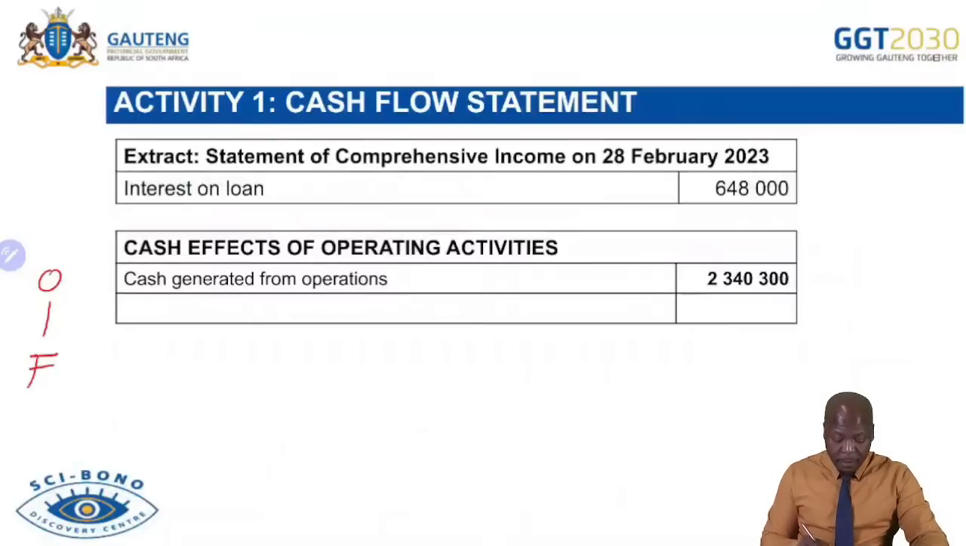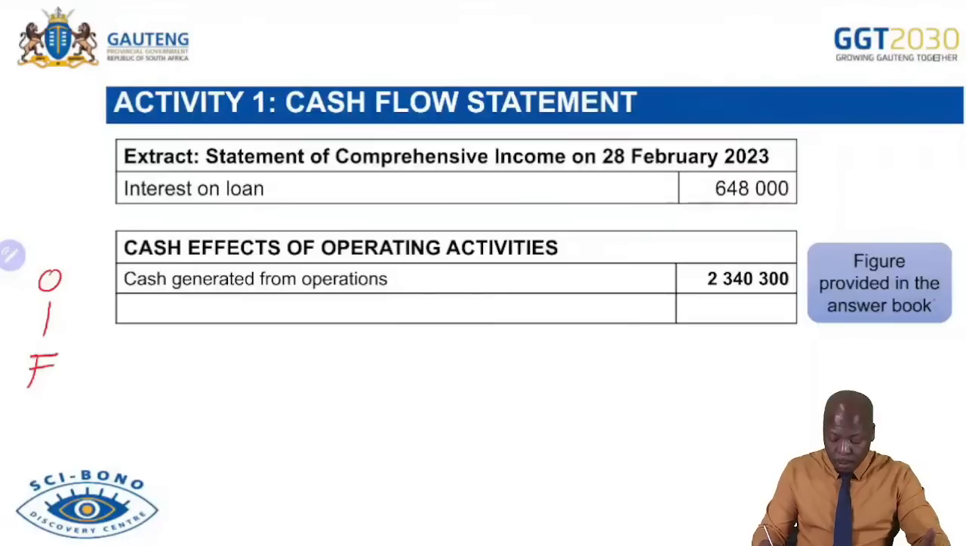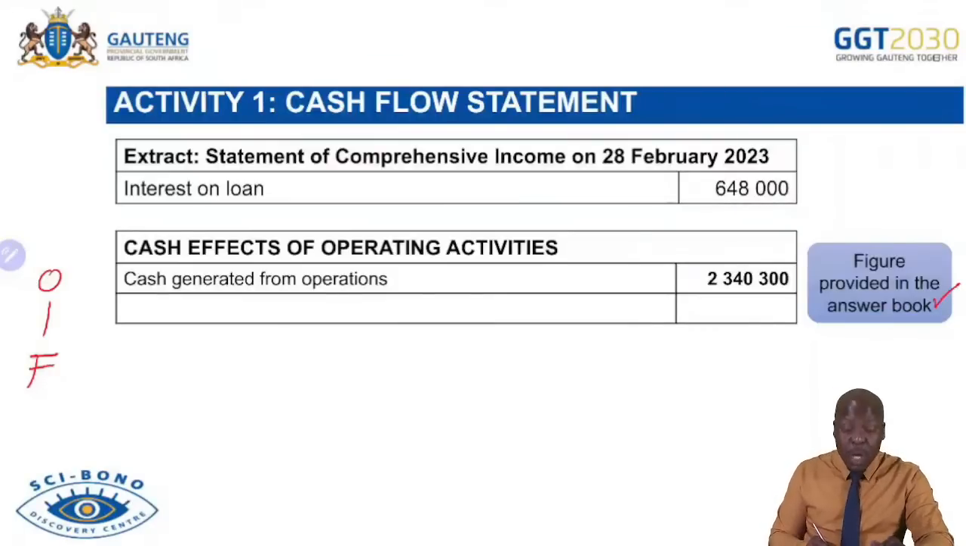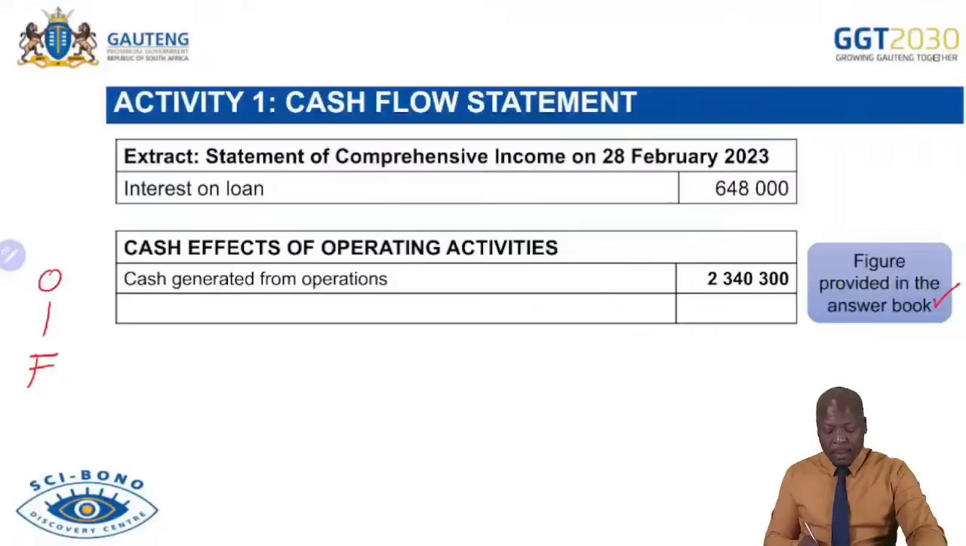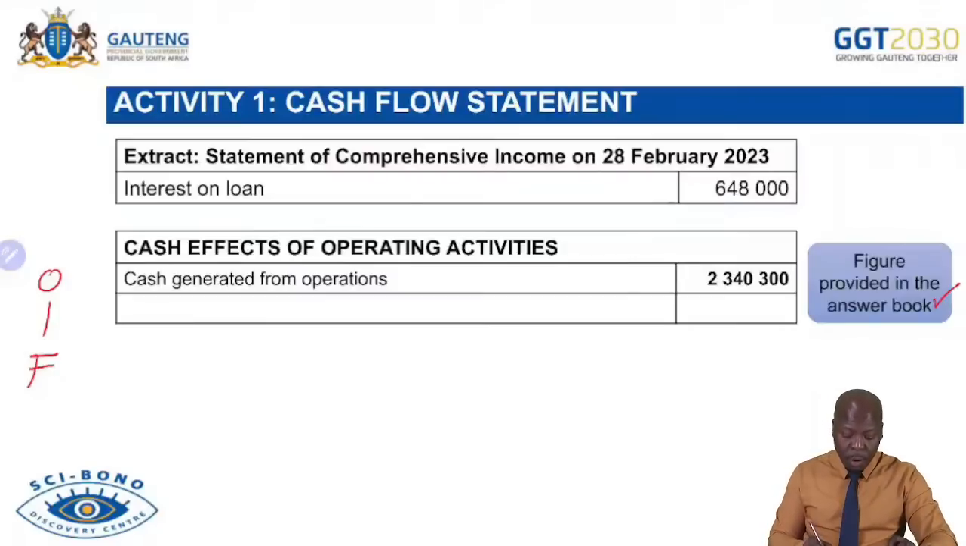And then the first information that we would think of when we are doing the cash effects from operating activities is the cash generated from operations. In this case, this figure was provided in the answer book, so it was not a problem at all for us. What we were supposed to do is to complete this part. And I know that my cash effects from operating activities, I will record 4 things that will go into the cash effects of operating activities. I'm just going to list them down. All right. I'm going to record first my interest paid.